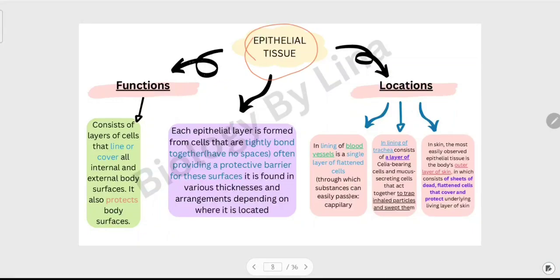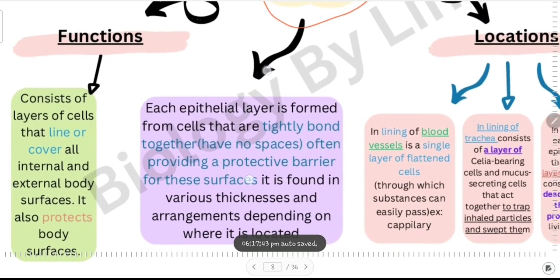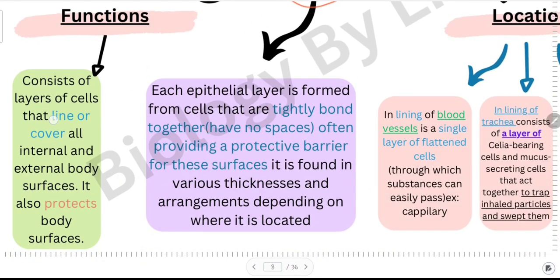of tissue that we have in our body is the epithelial tissue. Epithelial tissue consists of cells that line the internal and cover the external body surfaces, and its main function is to protect the body surfaces. That's why the cells of this type of tissue are tightly bound together, because their function is to provide a protective barrier or to protect the surfaces, and they have no spaces.